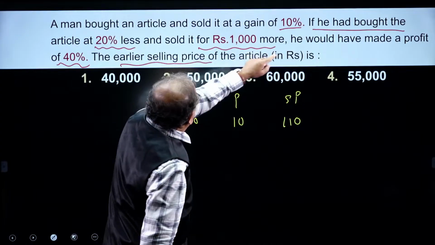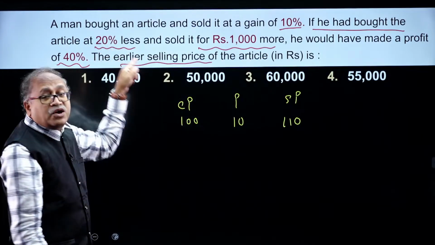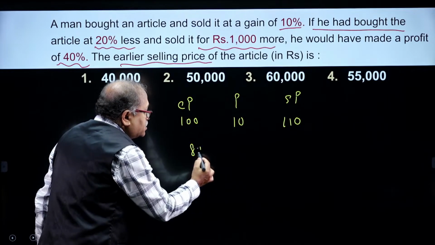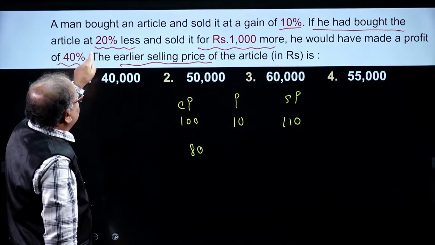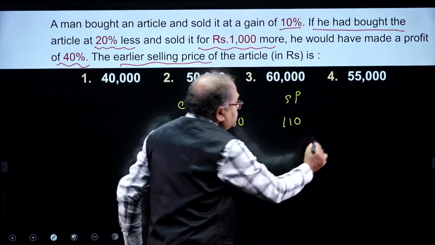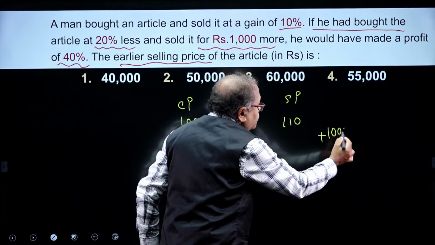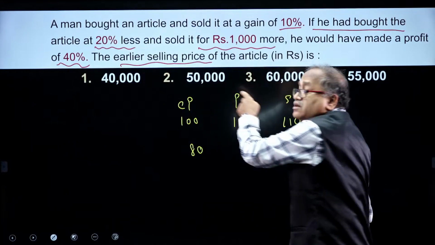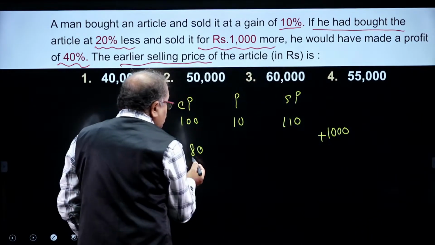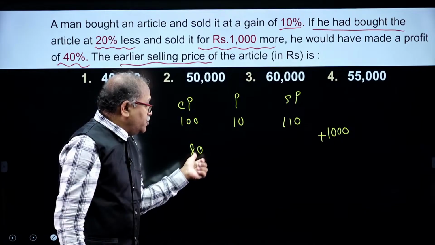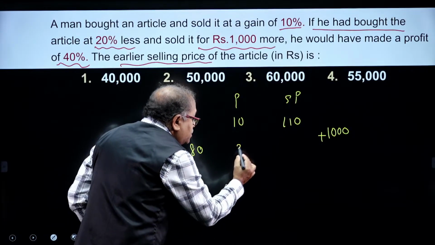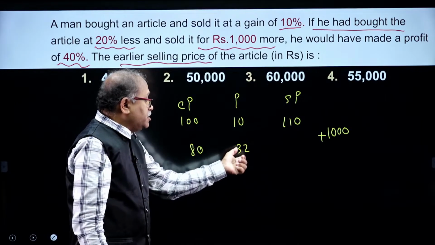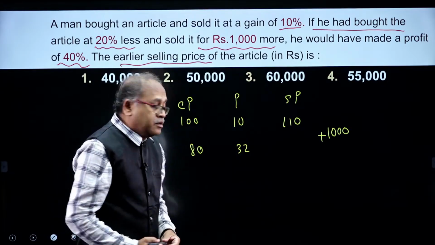Now, look at this one. If the article is bought at 20% less, that means 20% less of this is 80, and sold for rupees 1000 more, the selling price is increased by 1000, then he is making a profit of 40%. So, what is 40% of 80? It is 32. So, 32 is the profit. So, what will be your selling price? Selling price is 80 plus 32, 112.